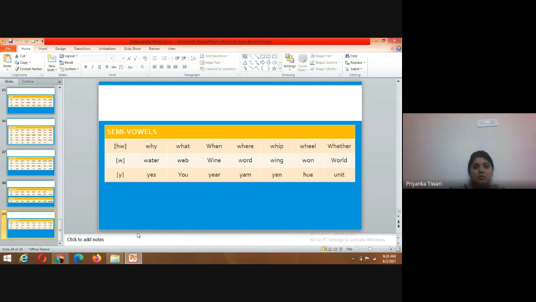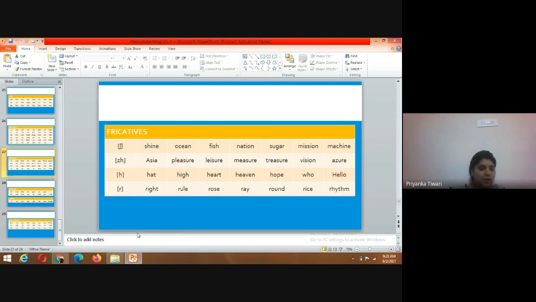Now the semivowels: why, what, when, where, whip, wheel, weather, watcher, web, wine, word, wing, one, world, yes, you, year, unit. So now we have discussed the affricates, fricative sounds, plosive sounds, consonant sounds, and vowel sounds. All these things we have discussed.